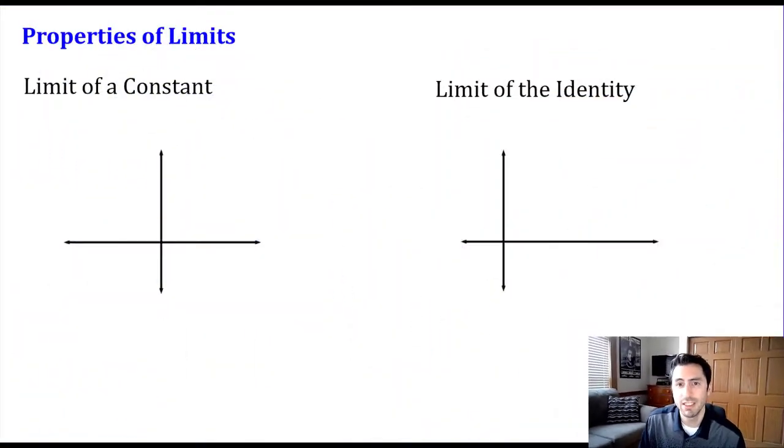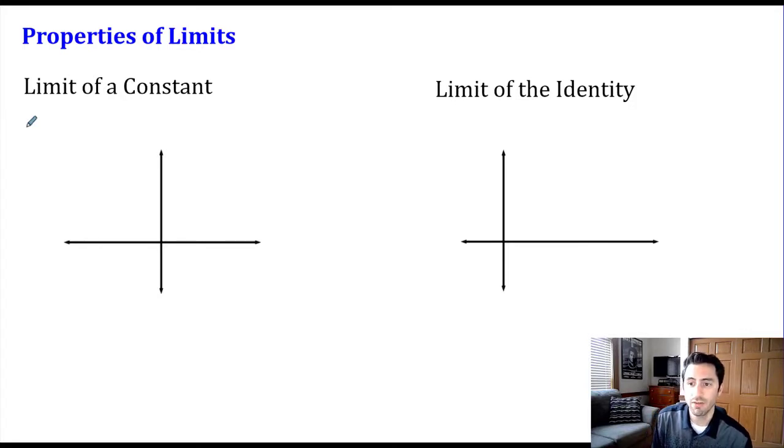Everyone, in this video we're going to take a look at some of the basic properties of limits. Let's start off with the two most basic ones: the limit of a constant and the limit of the identity function. So to start off, the limit of a constant. The constant function is a function that is just equal to some value.